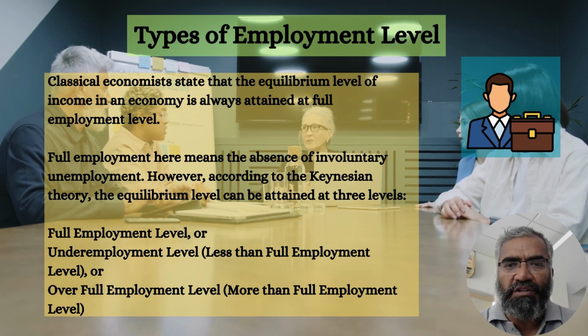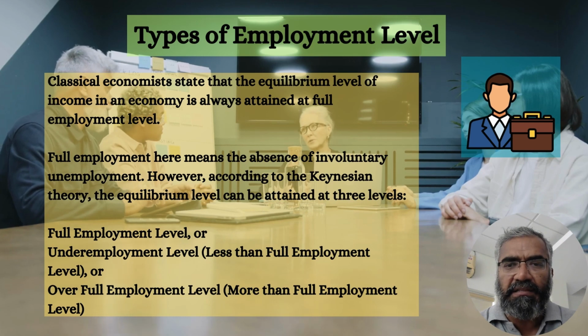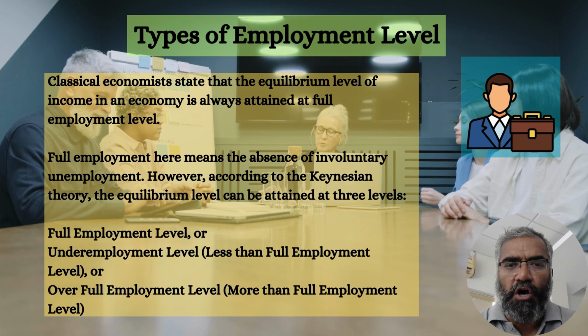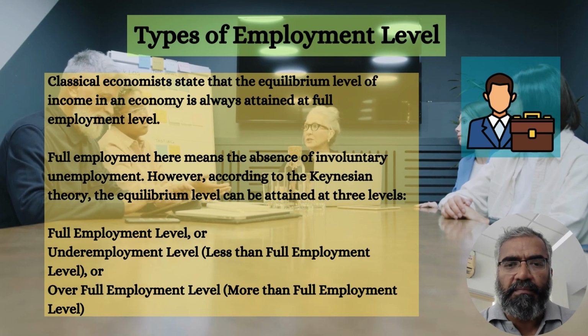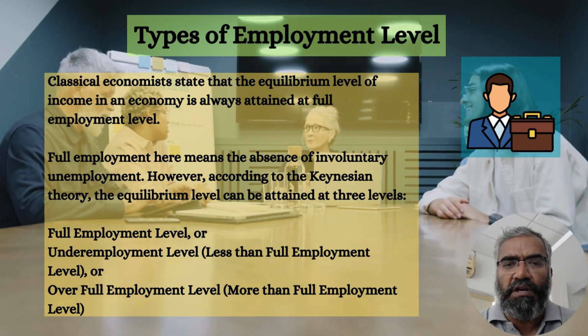However, according to the Keynesian theory, the equilibrium level can be attained at three levels. Number one, full employment level, or number two, underemployment level, that is less than full employment level, or number three, over full employment level, that is more than full employment level.